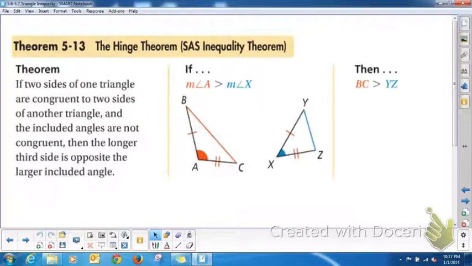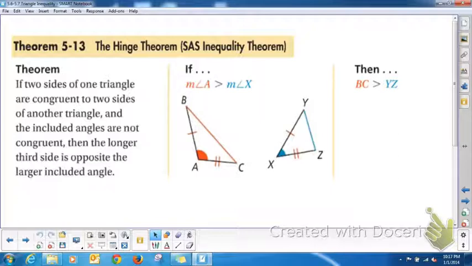Moving on to 2 triangles, the hinge theorem. If you would think of this as anything you could think of with hinges, a cabinet or a door, if you open the door a little bit, then you have a little opening. If you open the door wide, the hinge is wide, then you have a wide opening. And that's what this is like. So pause the video if you need to write down this theorem.